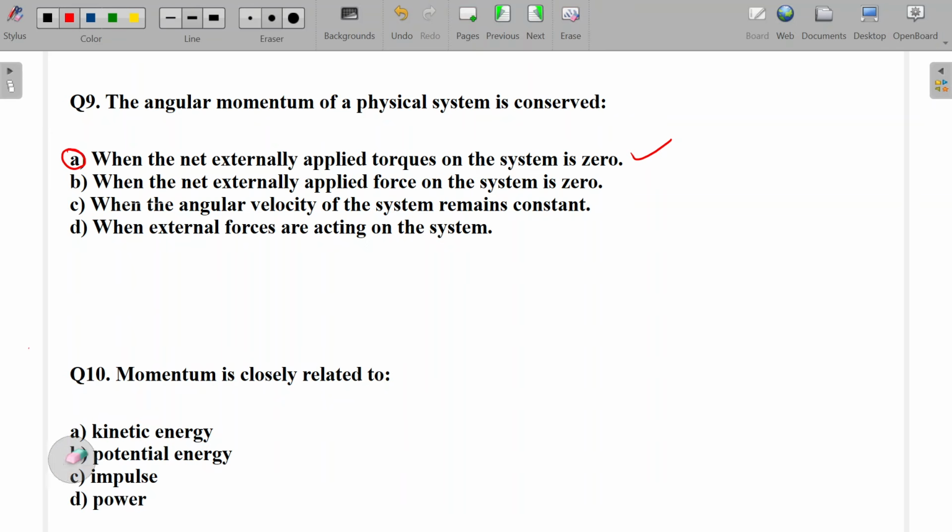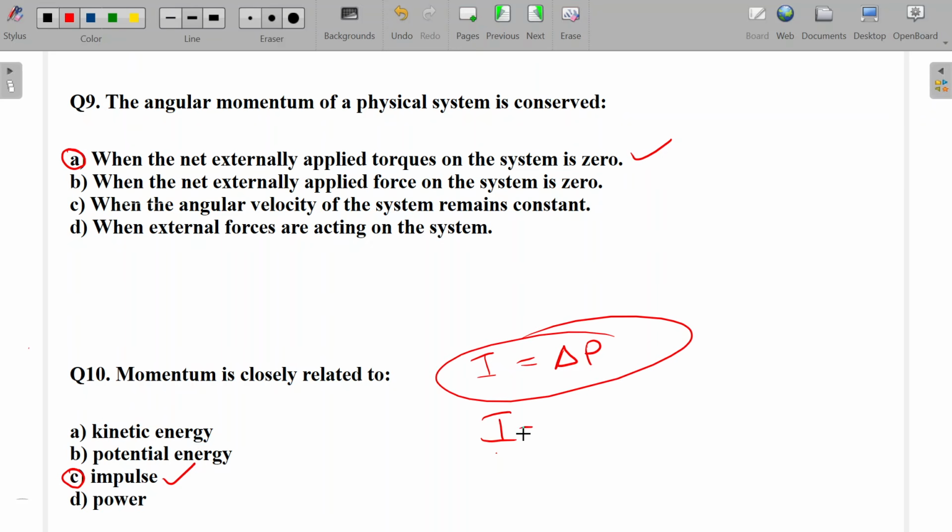Question 10. Momentum is closely related to A. Kinetic energy, B. Potential energy, C. Impulse, and D. Power. Impulse, yes, it's impulse, correct. So you need to understand that impulse is just the change in what? Momentum. Impulse is just a change in momentum, meaning that impulse is just P final minus P initial. Okay. Wonderful.